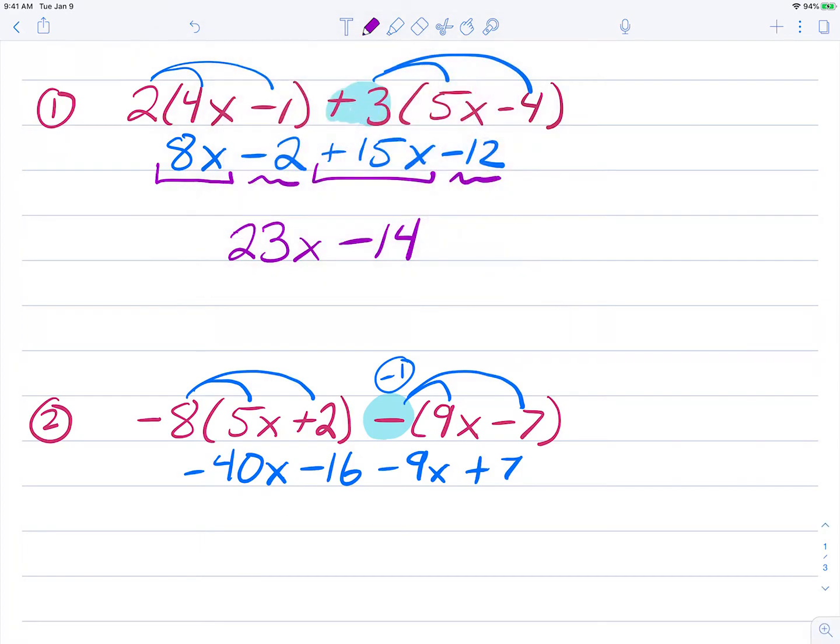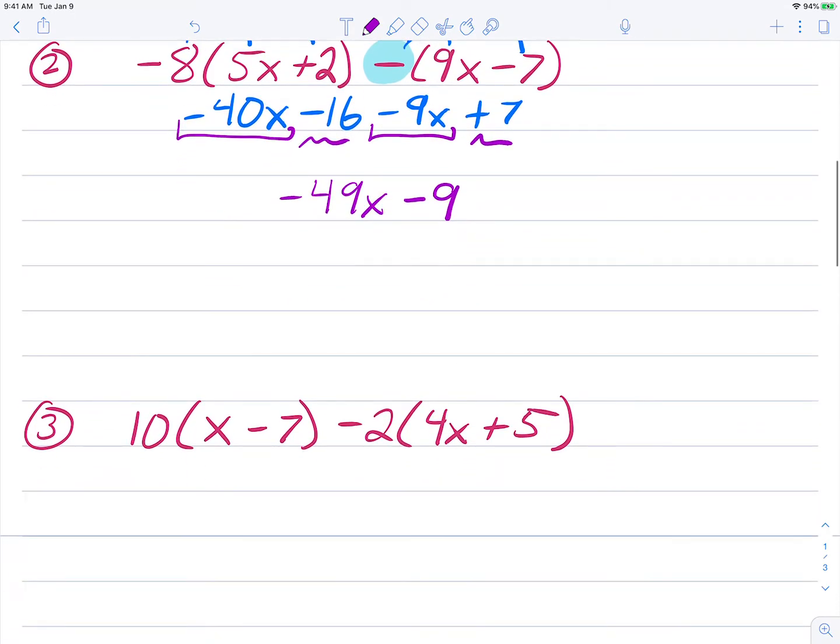So now we can combine like terms. We have negative 40x's and negative 9x's, which makes negative 49x's, and negative 16 plus 7, which makes a negative 9. Again, be very careful with your negatives.